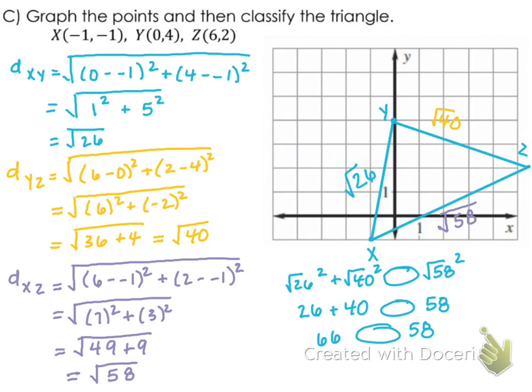If you prefer to reduce them first and then plug them in, that is fine. When I simplify the left-hand side, I get 66. So 66 is greater than 58, which means a squared plus b squared is greater than c squared. So this would be an acute triangle.